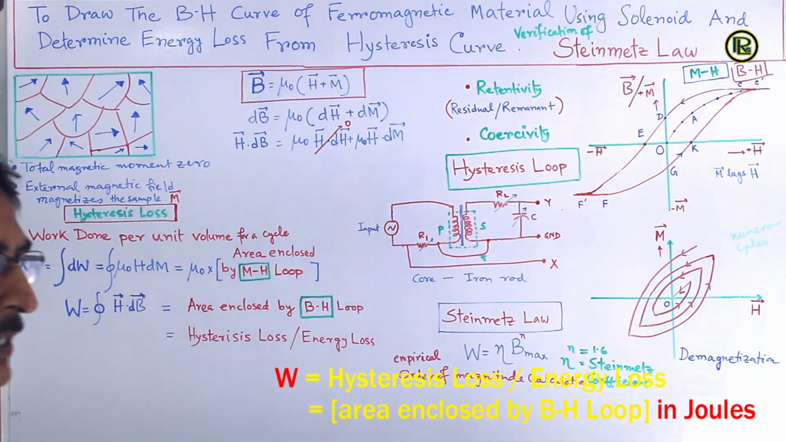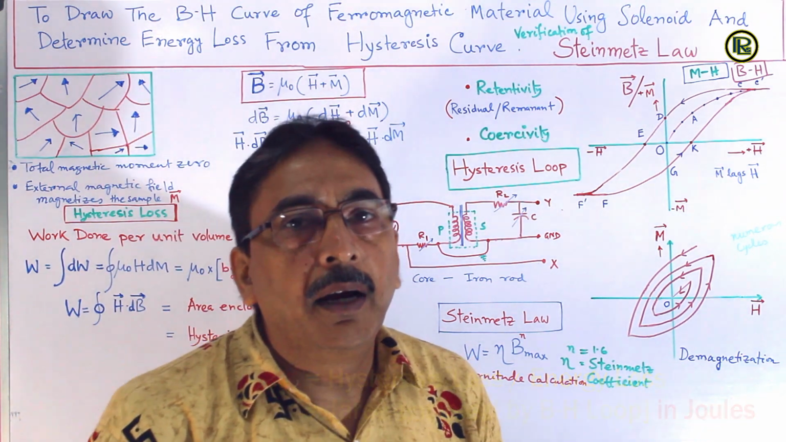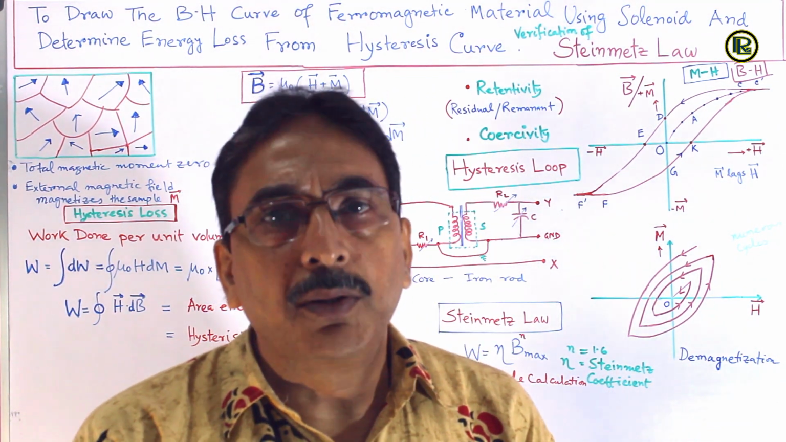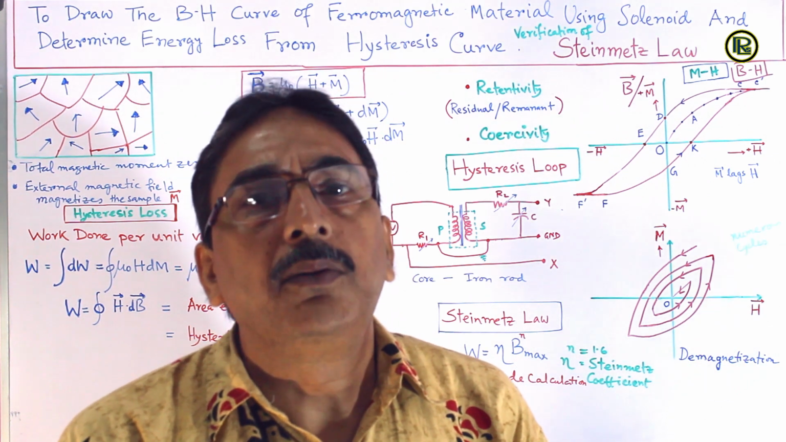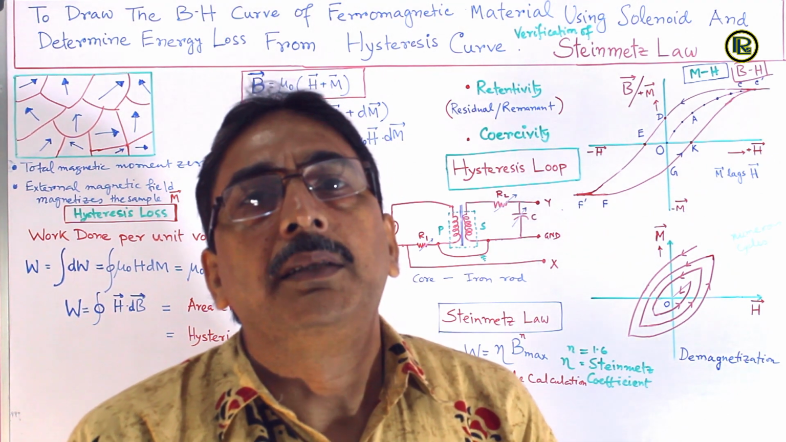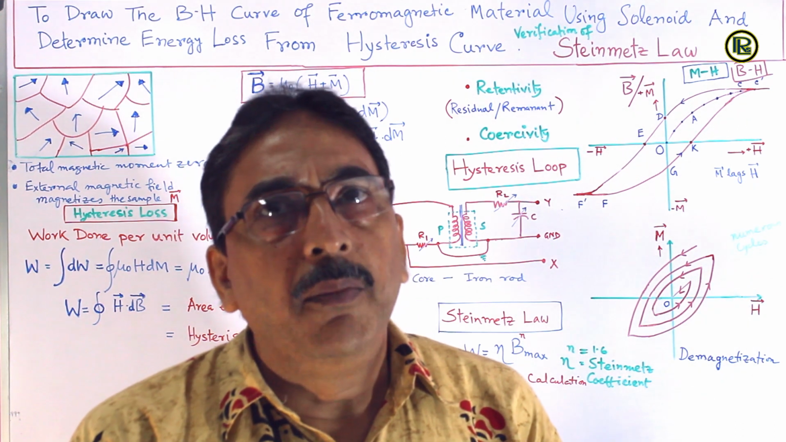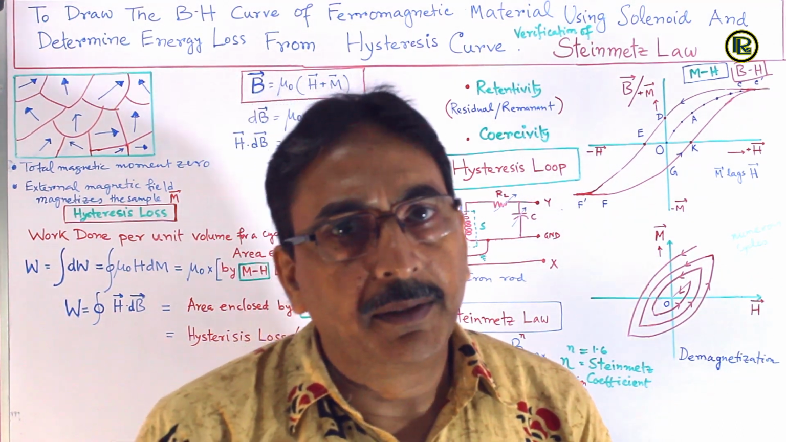So for our experiment, we have to get the hysteresis loop in the oscilloscope, and then we have to try to find the area of that loop. That is our main aim of this experiment.